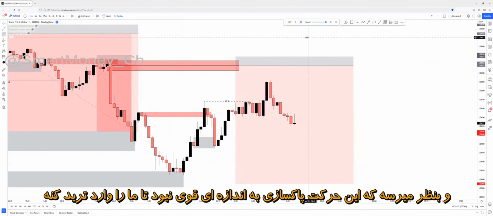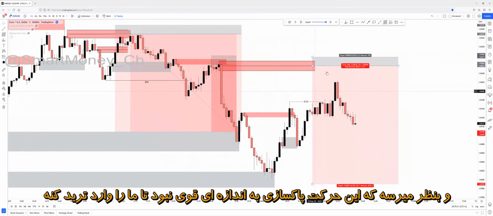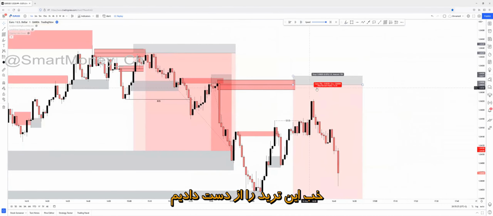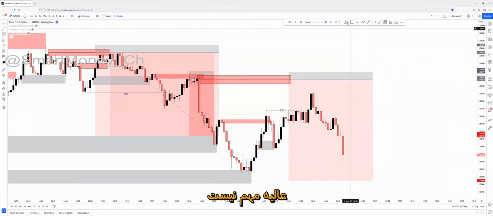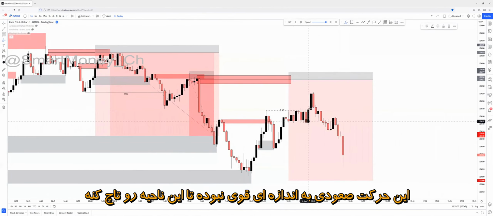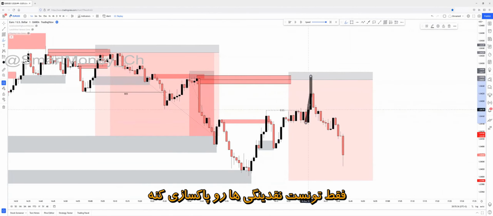It seems like this sweep wasn't strong enough to actually enter in a trade. Let's see. No, it can't reverse. Okay, so this trade has been missed. Never mind. Actually, as you can see, price swept the liquidity. This movement to the upside wasn't strong enough to tap the zone. It was just strong enough to sweep the liquidity.